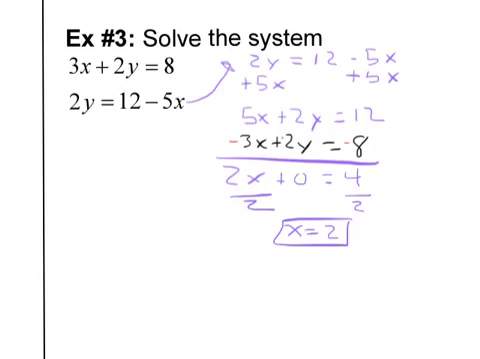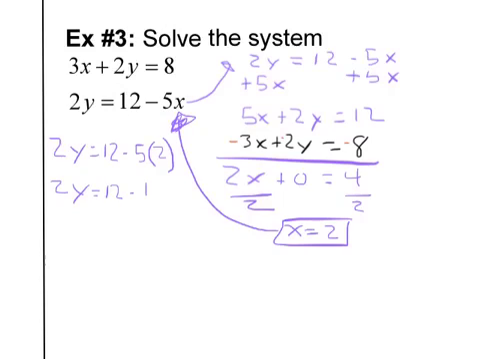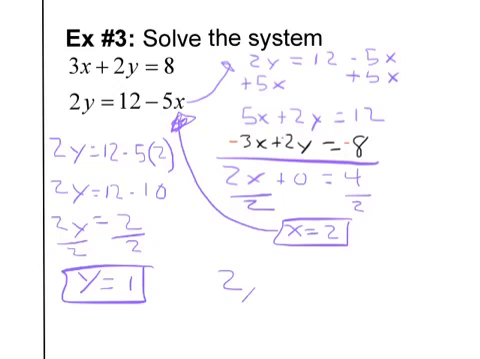All right, that's easy enough. Let's take this, and I would actually plug it back into this equation right here. So I get 2y equals 12 minus 5 times 2. All right, 2y equals 12 minus 10. And 12 minus 10 is 2. And 2y equals 2, so y must equal 1. So my answer would be 2, 1.